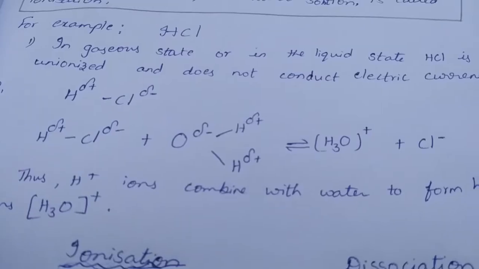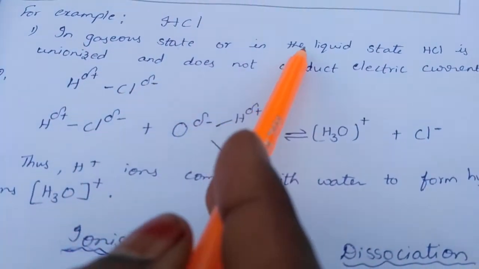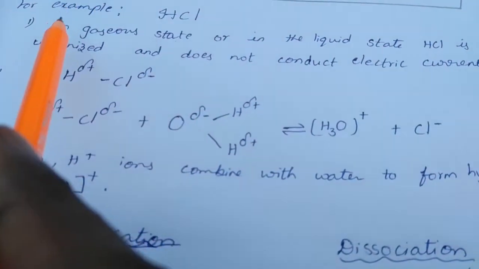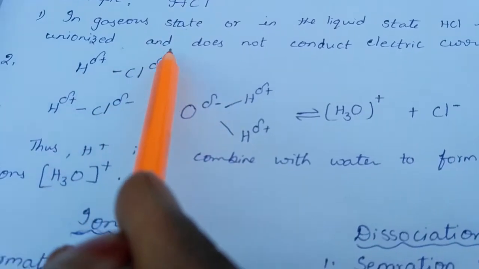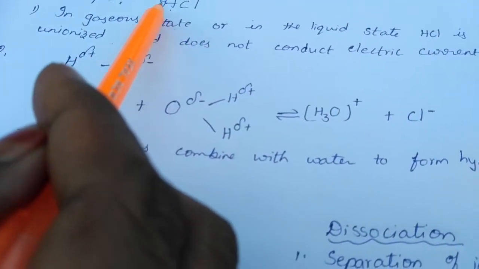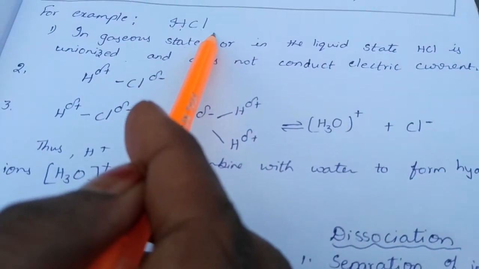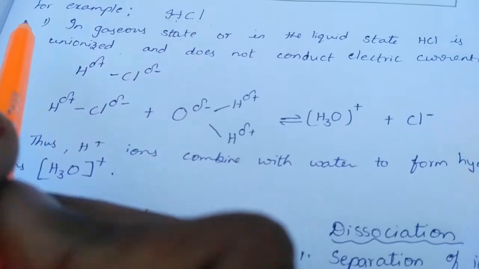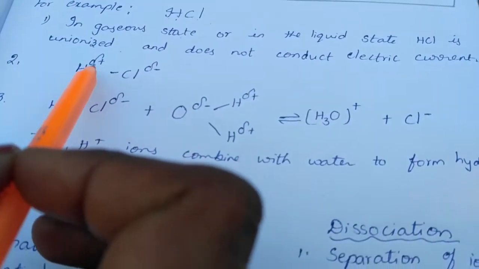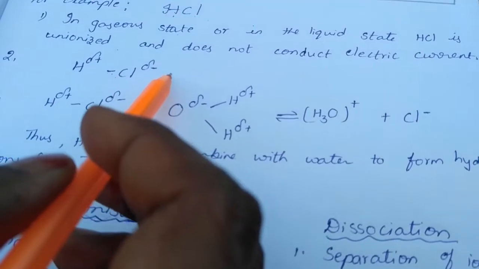Example, hydrogen chloride. In gaseous state or in liquid state, hydrogen chloride is unionized and does not conduct electric current. We know that HCl is a polar covalent bond. What is the meaning of polar covalent bond? There will be a bond, but the bond will be moved towards the electronegative element.